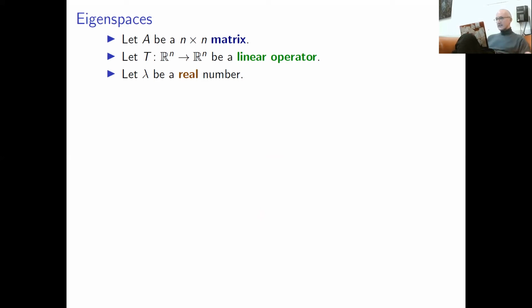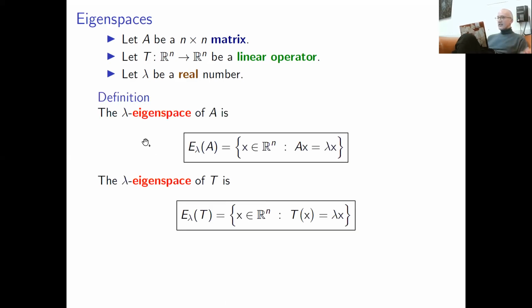We fix a matrix A, n times n, and since I'm going to give definitions in two different languages, the language of matrices and the language of linear operators, let me also fix a linear operator T, and I take any real number lambda. Then I say that the lambda eigenspace of the matrix A is a subset in Rn, which consists of all vectors x such that Ax is lambda x.